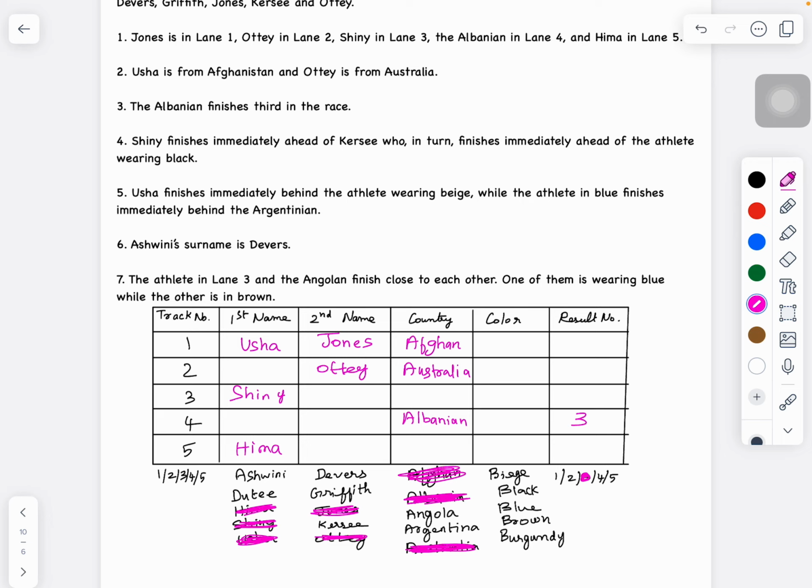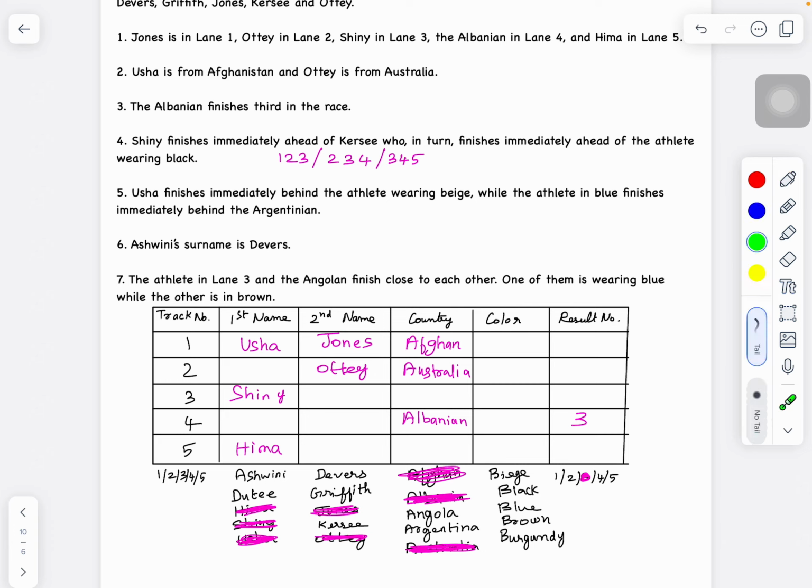So there are 3 different people that we are looking at. One is Shiny, the other one is Kersey, and the other one is somebody who is wearing black. And 3 consecutive positions could either be 1, 2, 3, or 2, 3, 4, or 3, 4, 5. So these are the 3 possible rankings for these 3 people.